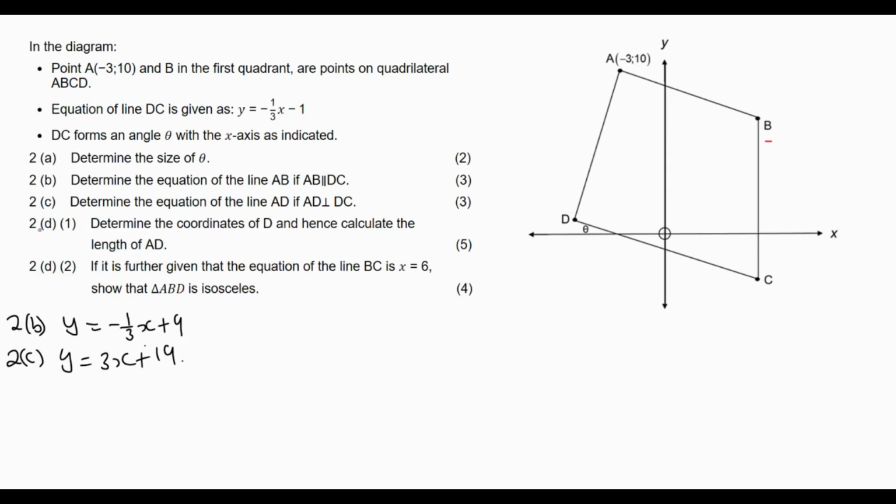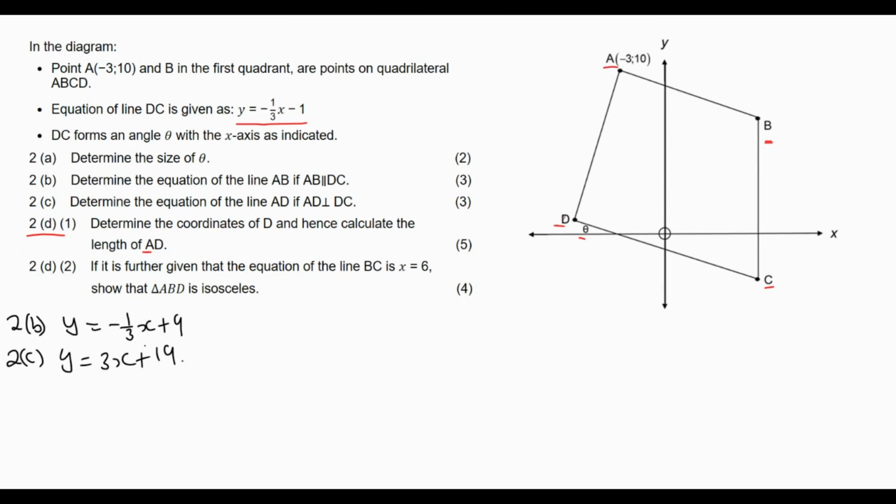Welcome back. Let's do question 2D1. Points A and B in the first quadrant are points on the quadrilateral ABCD. The equation of the line DC is given as y is equal to -1/3 x minus 1. DC forms an angle theta with the axis as indicated. Determine the coordinates of D and hence calculate the length of AD.